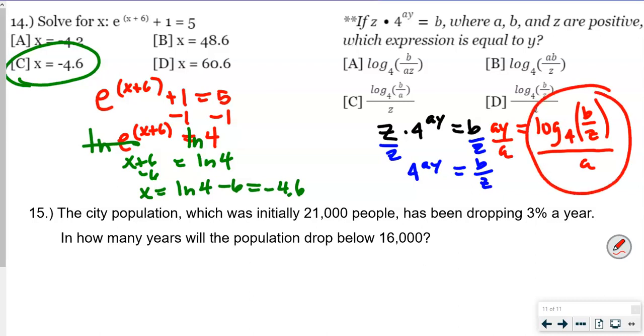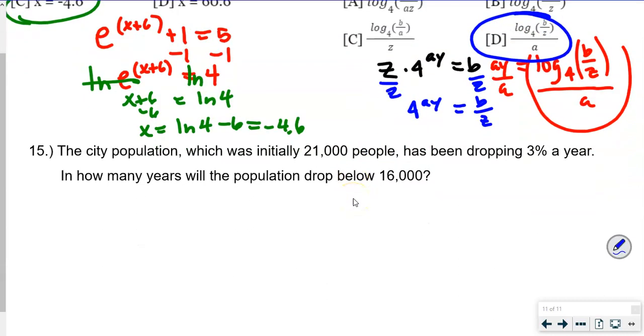So let's see which one looks like that. Log base 4 of b over z. I covered it up, y'all. So let me take this off of here so we can see it. There it is. Log base 4 of b over z divided by a. So yep, your answer is D. Right there. All right, so the last question here.